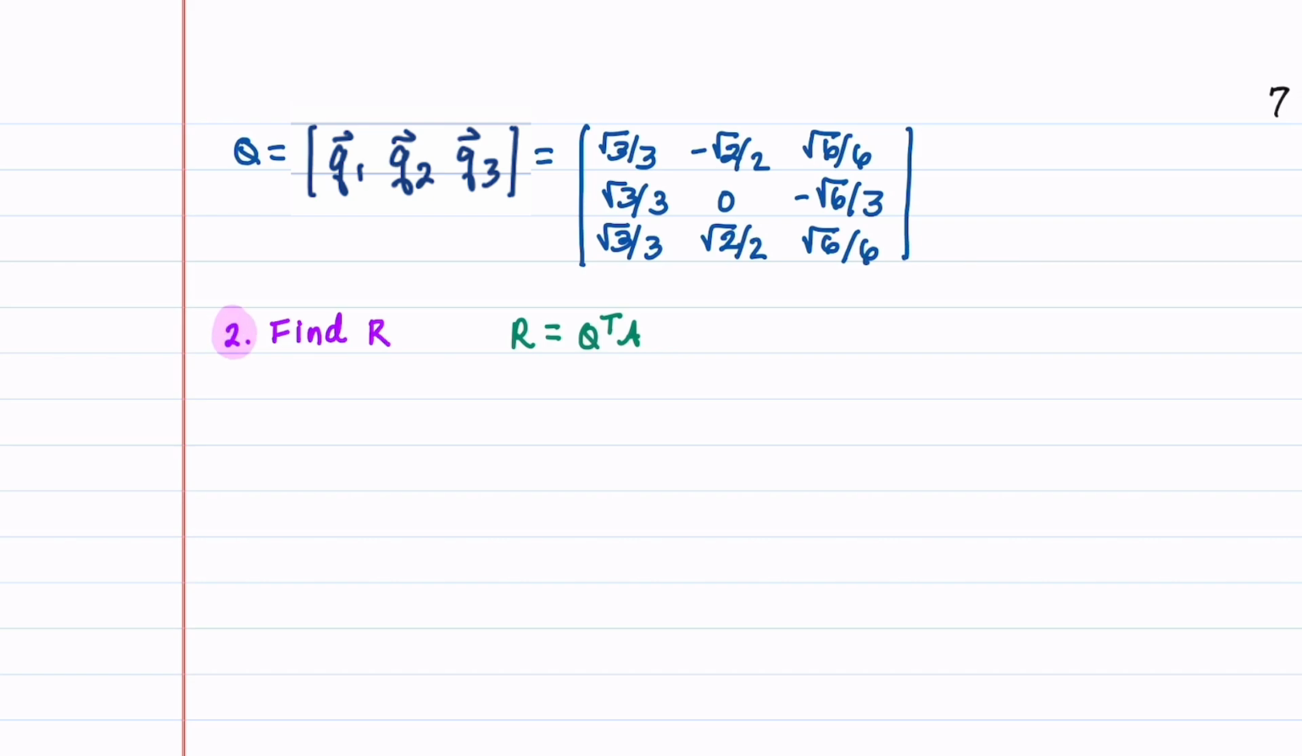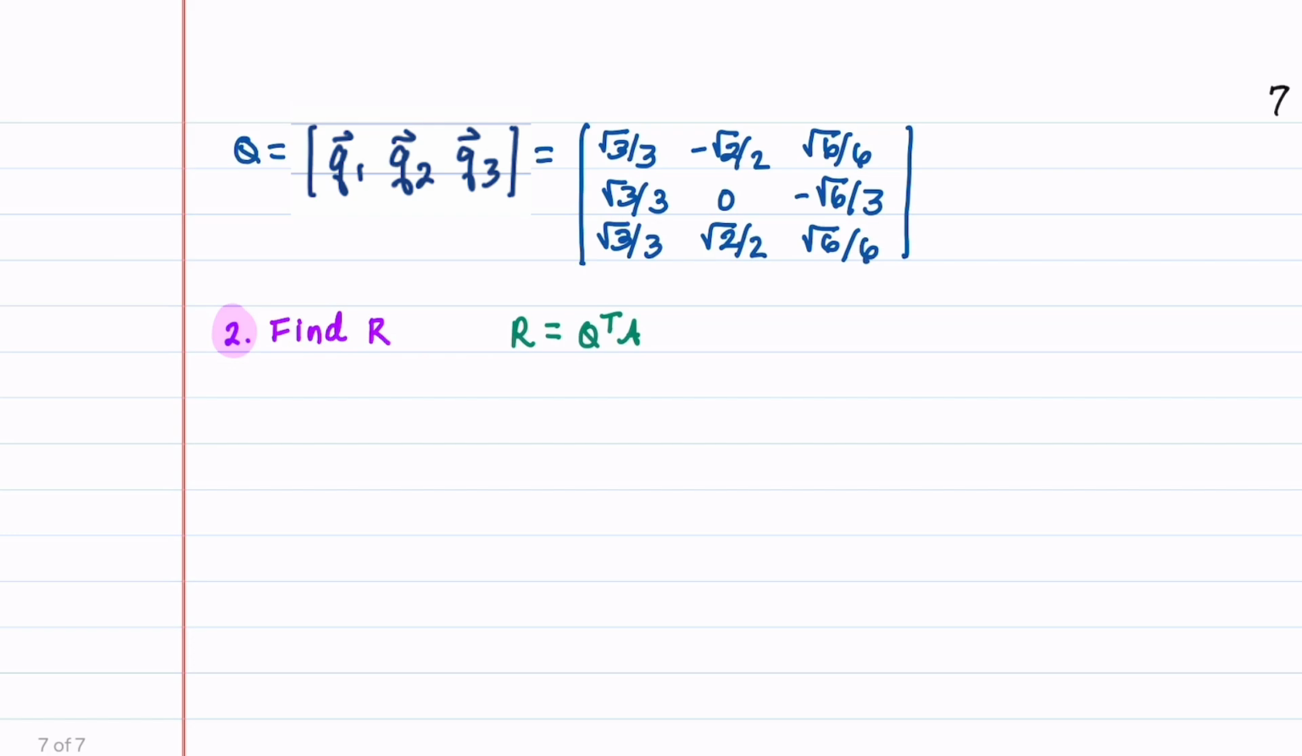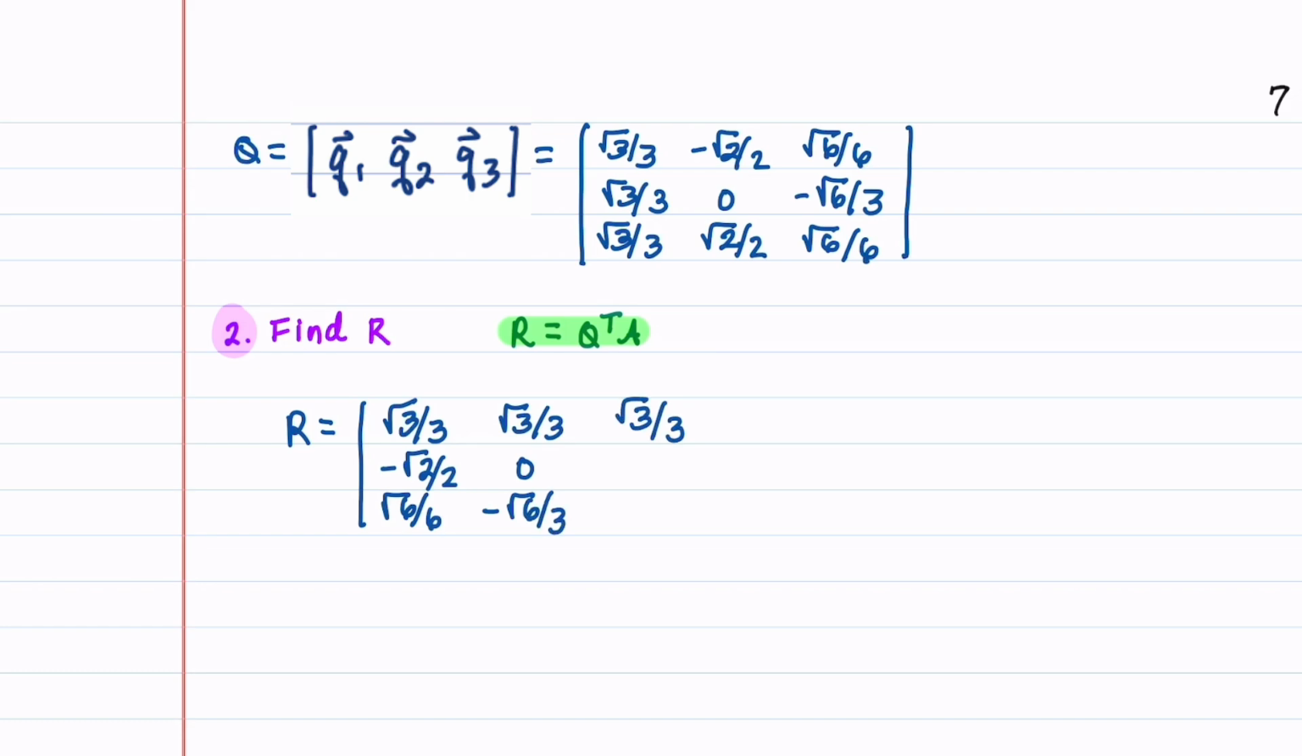Now we're going to find matrix R. Matrix R is defined to be Q transpose times A. What we'll first do is take matrix Q above, and take the transpose of it. Remember, the transpose of a matrix is just when the first column becomes the first row, and we just switch the rows and the columns. So I'm going to take our first row, root 3 over 3, and make it our first column. And then I'm going to take our second row and make it our second column. And then I'm going to take our third row, and that's going to become our third column.